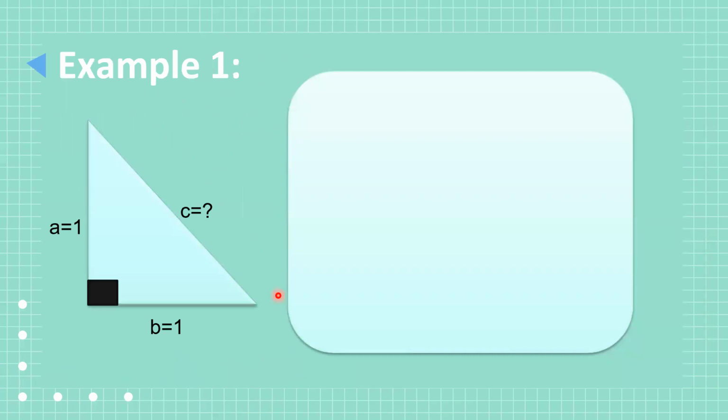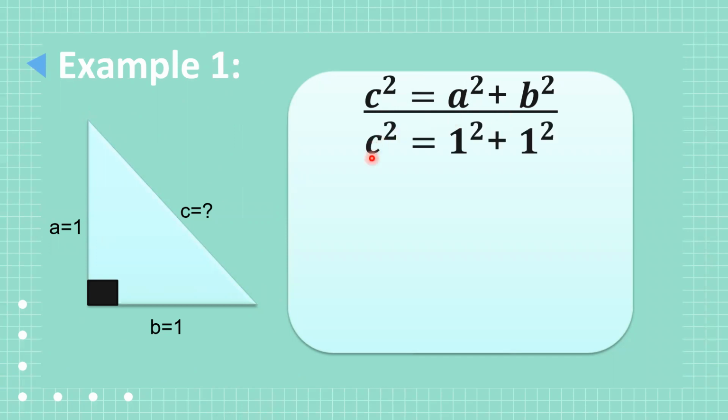Let's apply the Pythagorean theorem in finding the missing length of a right triangle. So for example, number 1, the length of the hypotenuse is missing, or C is missing. For A, we have 1 and B, we also have 1. So we have C squared is equal to A squared plus B squared. Let's substitute our given. That would be C squared is equal to 1 squared plus 1 squared. 1 squared is equal to 1, so that would be 1 plus 1. Let's simplify. 1 plus 1 is equal to 2.